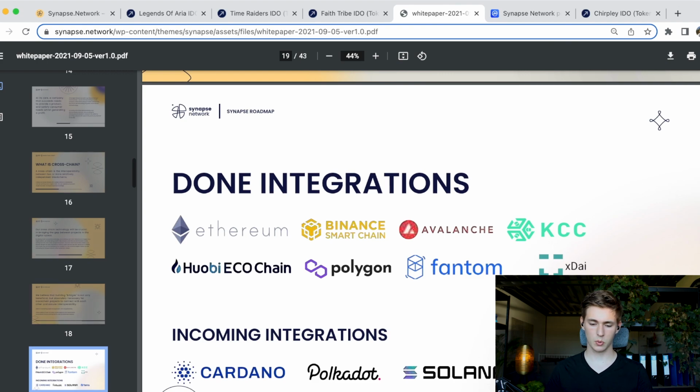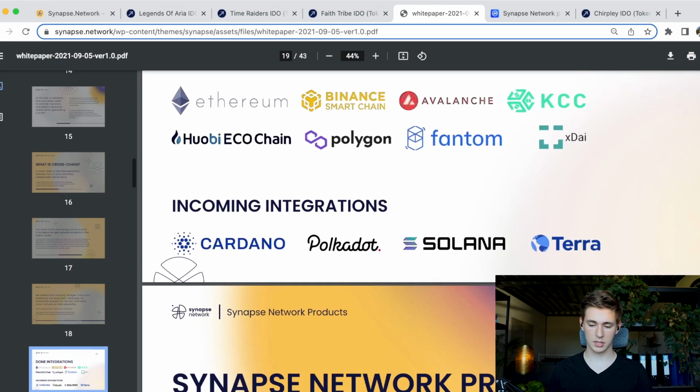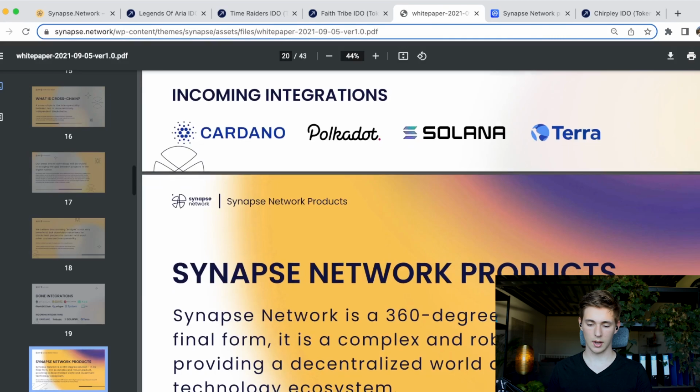Done integration, so they integrated Ethereum, the Binance Smart Chain, Avalanche, KCC, Huobi EcoChain, Polygon, Phantom, and XDAI. All of these chains are going to be available on the Synapse Network. Incoming integrations, Terra, I wouldn't do that. Solana, Polkadot, and Cardano are very good integrations though. I would steer away from Terra for the time being.